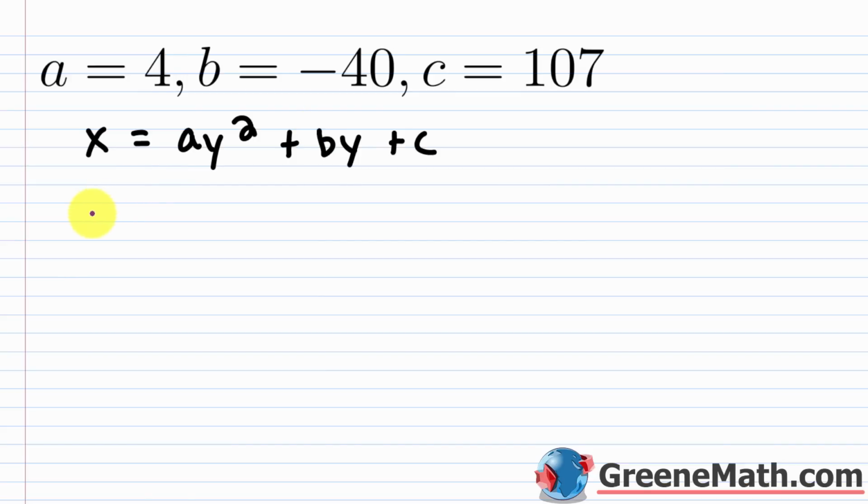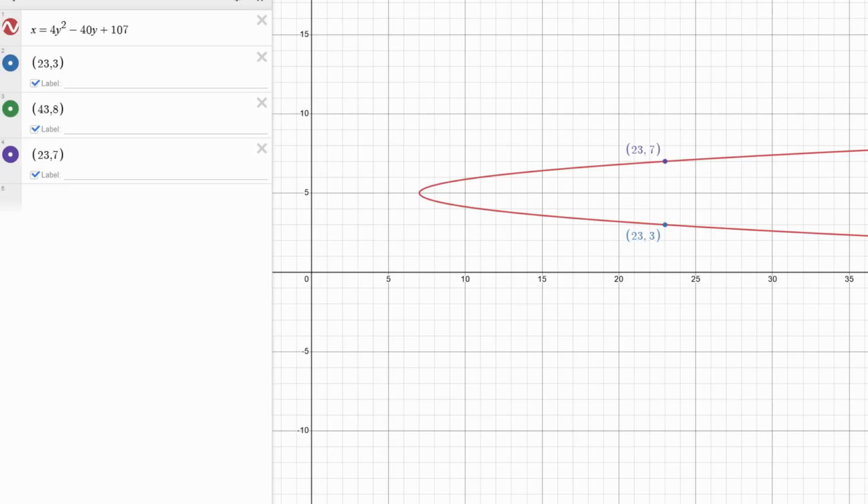We're going to plug in for a here, which is 4. So this is x equals 4y squared. We're going to plug in for b, so that's -40. So we're going to put minus 40y. Then we're going to plug in for c, which is 107. So plus 107. So we get x equals 4y squared minus 40y plus 107.